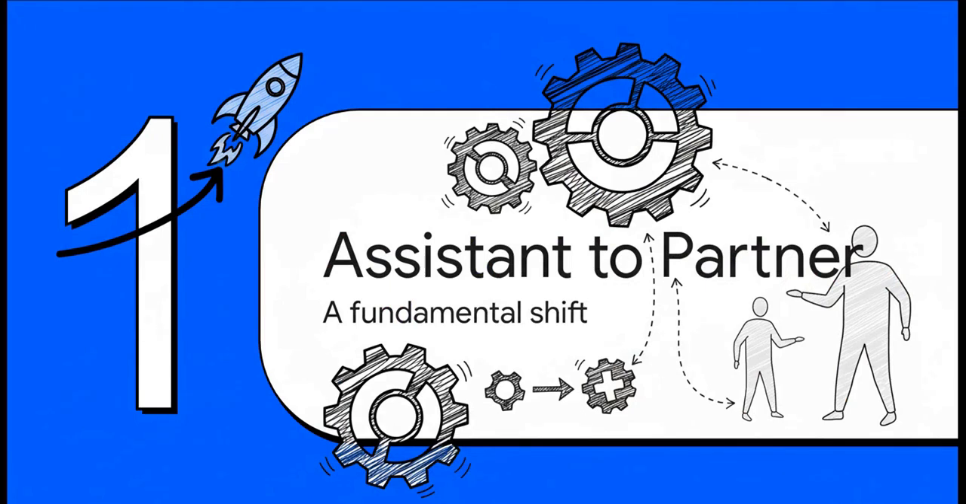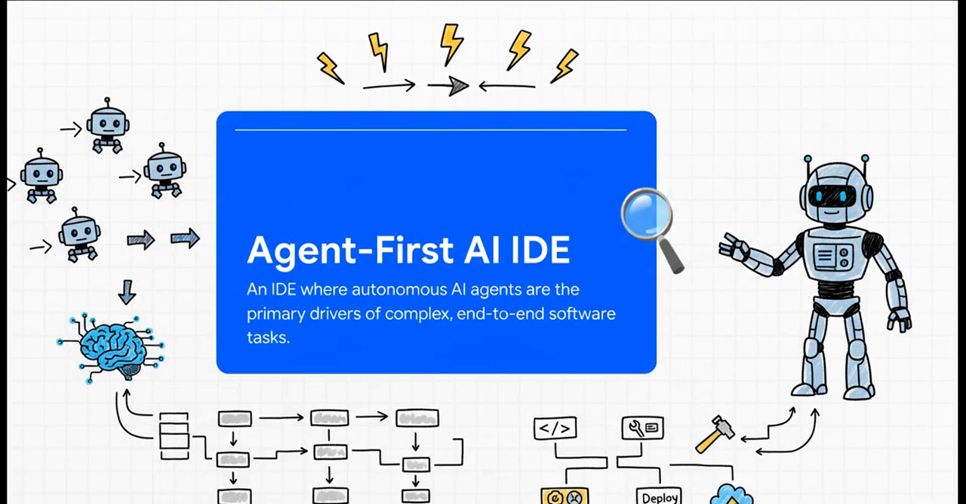Okay, so the number one thing you've got to wrap your head around with Antigravity is this big shift. We're moving away from a passive assistant to a truly active partner in our code. And this is the term that makes it all happen. Agent-first AI IDE. It sounds a little jargony, but it just means we're shifting from a world where we type and the AI helps to a world where we describe a goal and a team of autonomous AI agents figures out how to make it happen from start to finish.